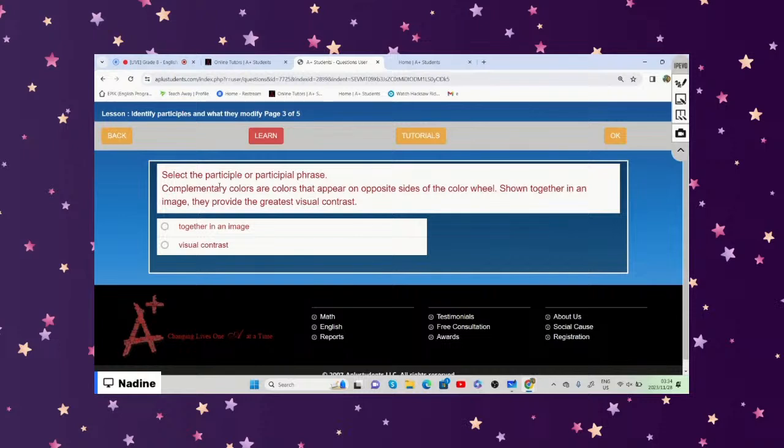We need to select the participle or participle phrase. Complementary colors are colors that appear on opposite sides of the color wheel. So it appears on the opposite side of the color wheels. Shown together in an image, they provide the greatest visual contrast. We need to select our participle or participle phrase within our sentence, either together in an image or visual contrast.